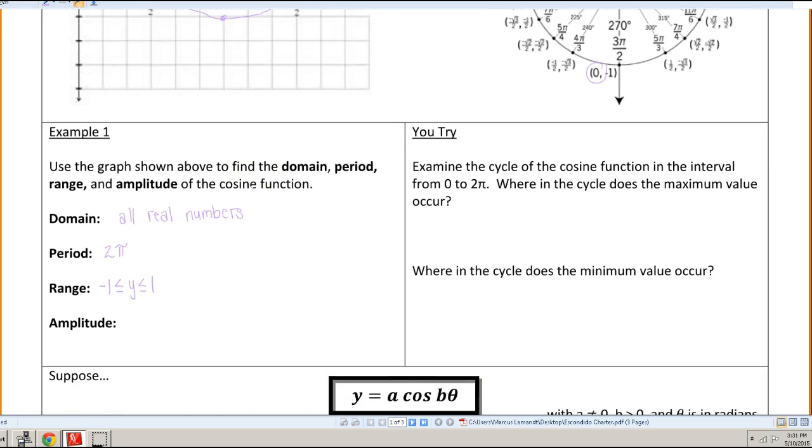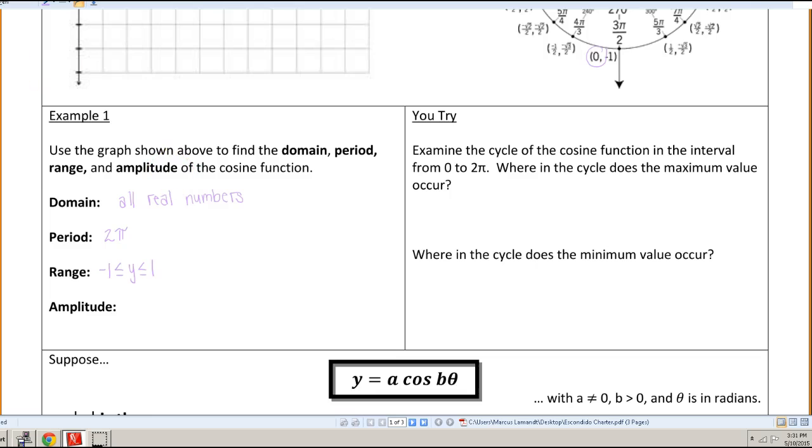Now the amplitude can be found using this equation, 1/2 times the maximum value minus the minimum value. Now I already mentioned that the maximum value is 1, and the minimum value is negative 1. So let me plug in those values. I have 1/2 times 1 minus negative 1. This minus negative is going to become a positive. 1 plus 1 is 2, and half of 2 is 1. And I boxed all of the answers so that you could see them a little better.